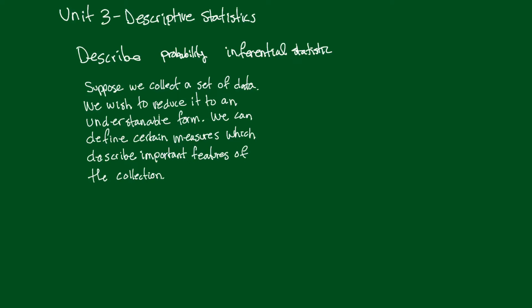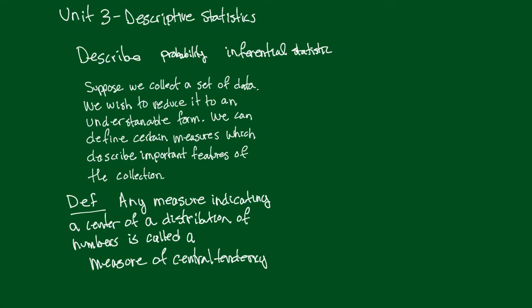So suppose we collect a set of data. We want to reduce it to some kind of understandable form. Instead of just having a bunch of numbers, we want to put those numbers in some kind of a form where we can get some information out of them. So we can define certain measures which describe important features of the collection.